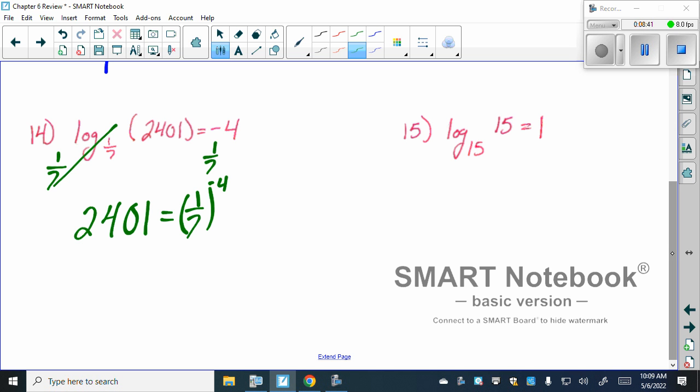Well, we've already done them all so far. So 15 would be 15 to the first is equal to. And the nice thing with these exponentials is we can actually check them. If I type in 1/7 to the negative 4th, hit enter, it should give me 2,401. We can plug them in and check them to make sure we have them set up correctly.